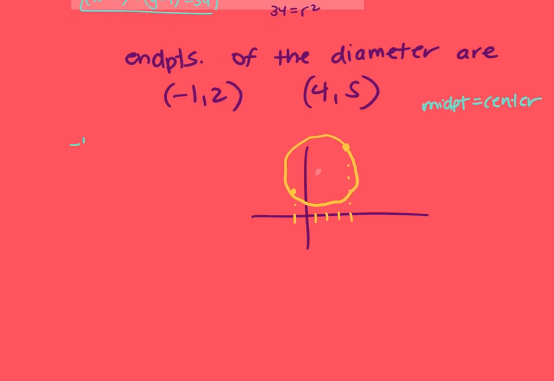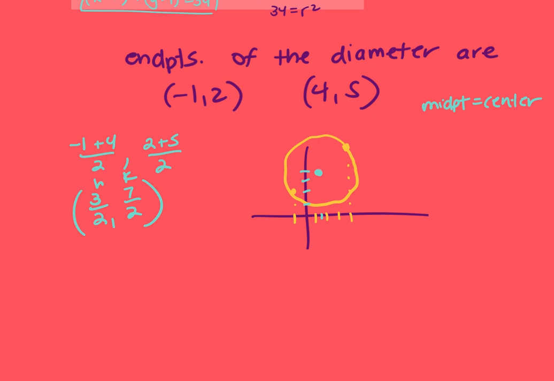So I would do negative 1 plus 4 divided by 2, and I would do 2 plus 5 divided by 2. And I get 3 halves and 7 halves as my h and my k. Can you have fractions as h and k? Definitely. You can make them decimals if you want to. And if I want to check visually, that's 1.5 and 3.5, which is about where we are on that little diagram.